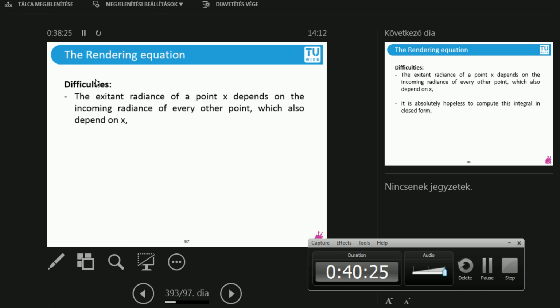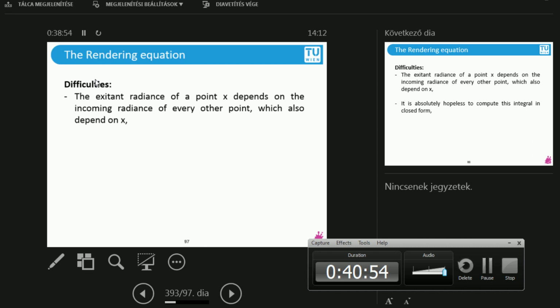And here comes the catch. So I'm interested in how much light is going towards my eye from this point. How much is it? Well, it depends. If I turn on other light sources, then this point is going to be brighter, because the radiance coming out of this point depends on its surroundings. Is the window open? Are the curtains pulled or not? So this point x depends on this other point y, for instance.